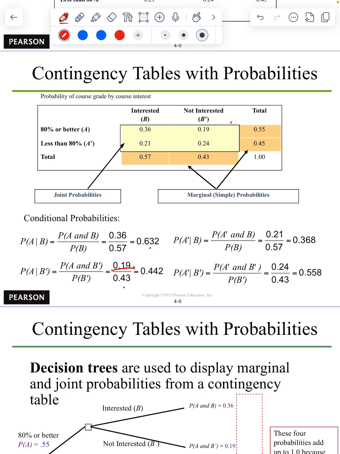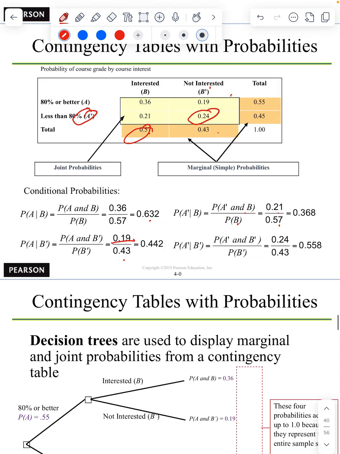Probability of, let's see, A and B over the probability of B. So you've got here 0.21 over 0.57. And then here, the probability of A when they're not interested divided by 0.43. So if they are interested in the subject, you have a much higher percentage of a better grade versus if they're not interested. So just different ways to look at this.